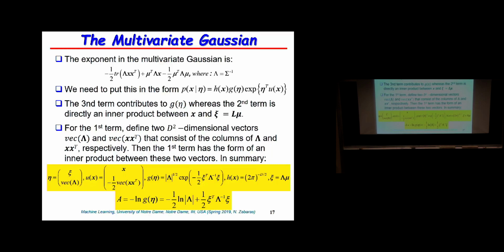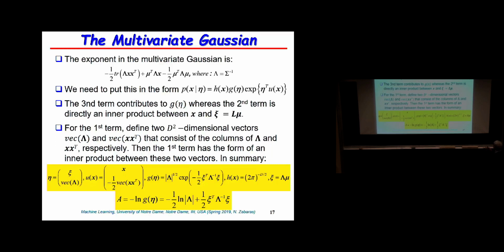Can I do this for a multivariate Gaussian? And it's actually straightforward, right? But you need to use a little bit of your imagination. So if I take the exponential in a multivariate Gaussian and I expand the exponential, right? Lambda is the precision matrix here. So you get a quadratic term in x, a linear term, and then this constant term, okay?